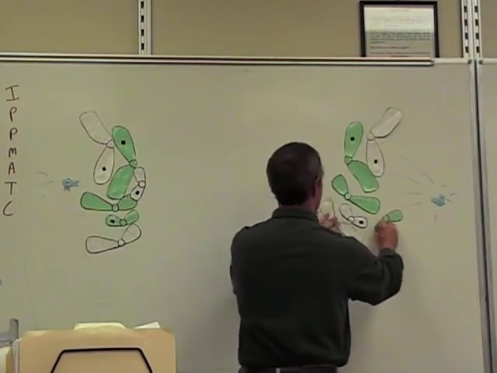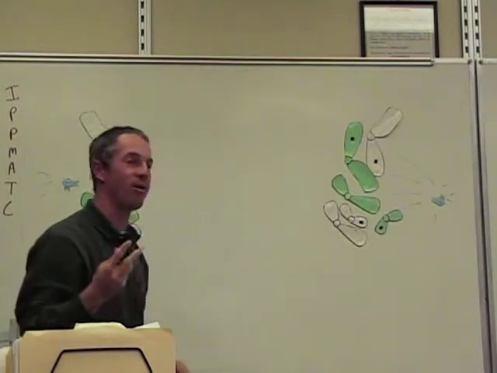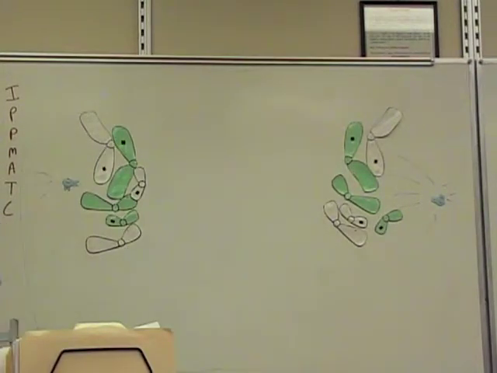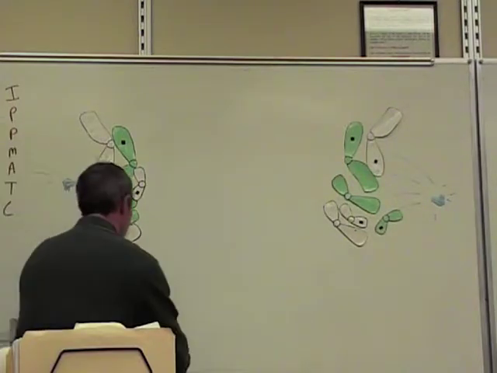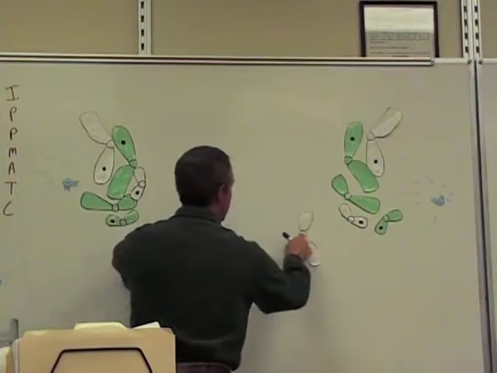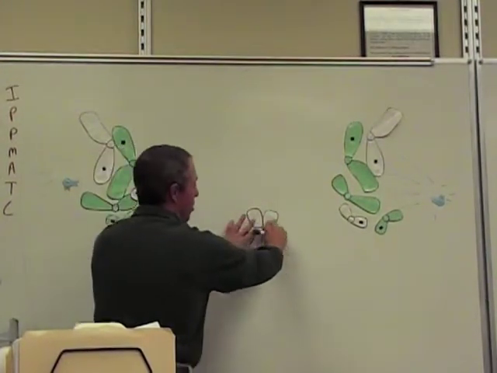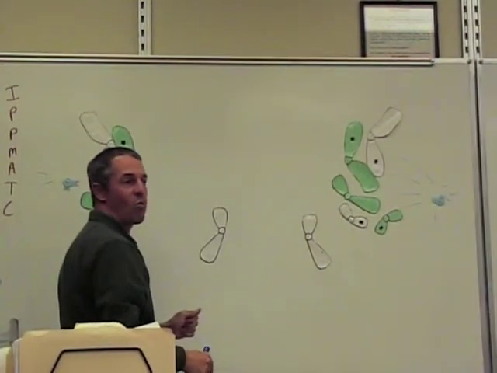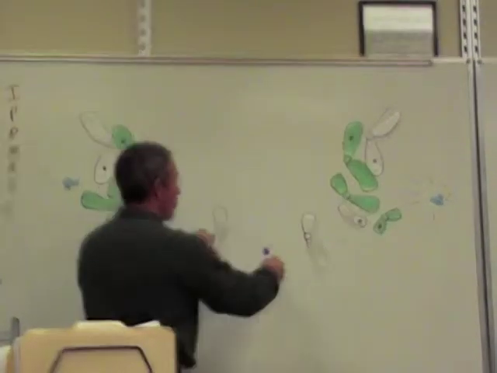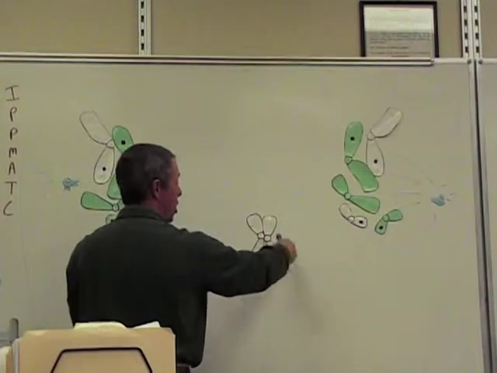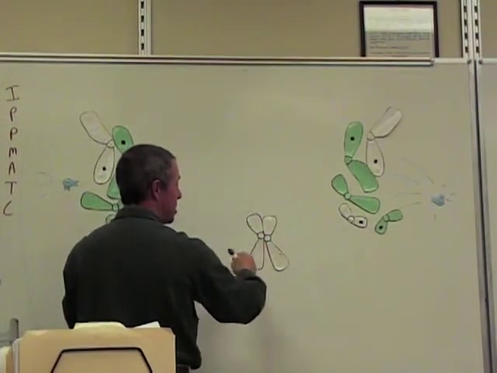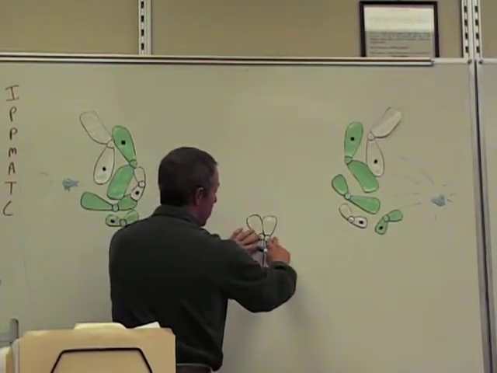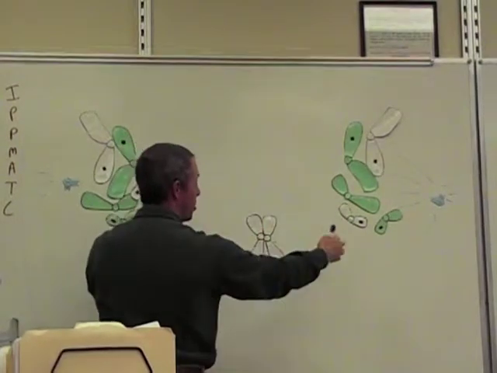Are they still called chromosomes? They're called daughter chromosomes. Good question. You can also call them chromatids, but they're only called chromatids when they're together. Once they separate, they're daughter chromosomes. When they're together, they're sister chromatids. They're chromatin when they're not coiled up.